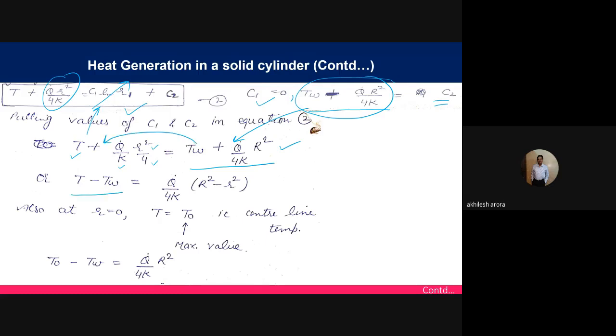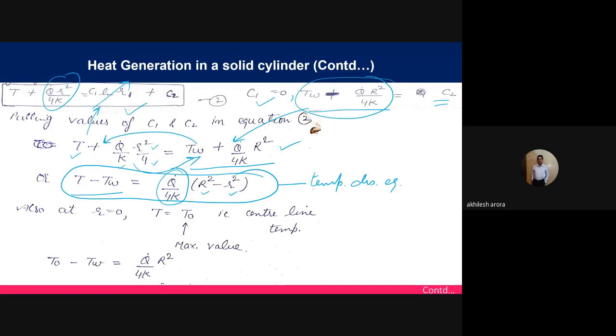So I will get T minus TW is equal to, this term can be taken on the right hand side, and q dot by 4k is constant. So it would be R square minus r square. So this is the equation. This is one of the, you can say, final temperature distribution equations.